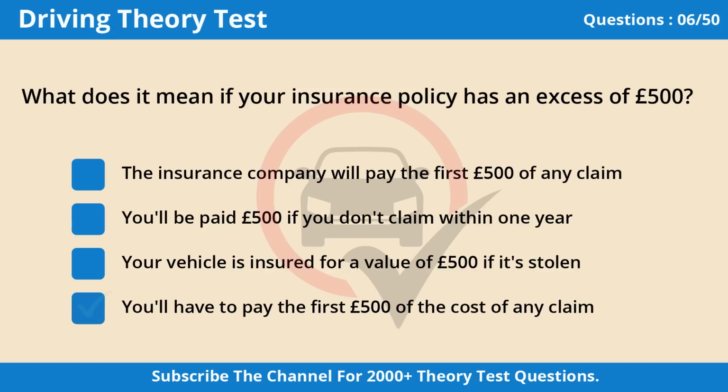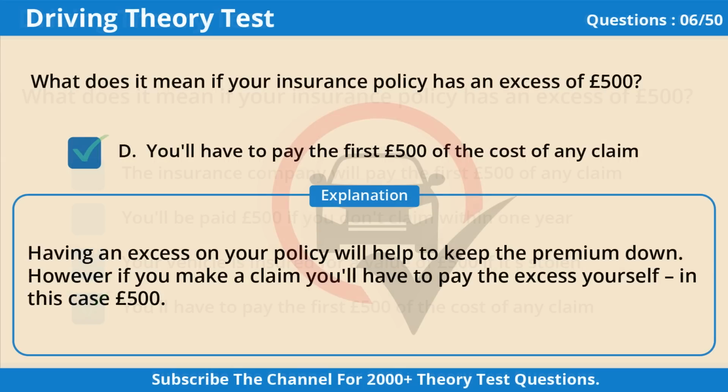D. You'll have to pay the first £500 of the cost of any claim. Having an excess on your policy will help to keep the premium down. However, if you make a claim, you'll have to pay the excess yourself, in this case £500.